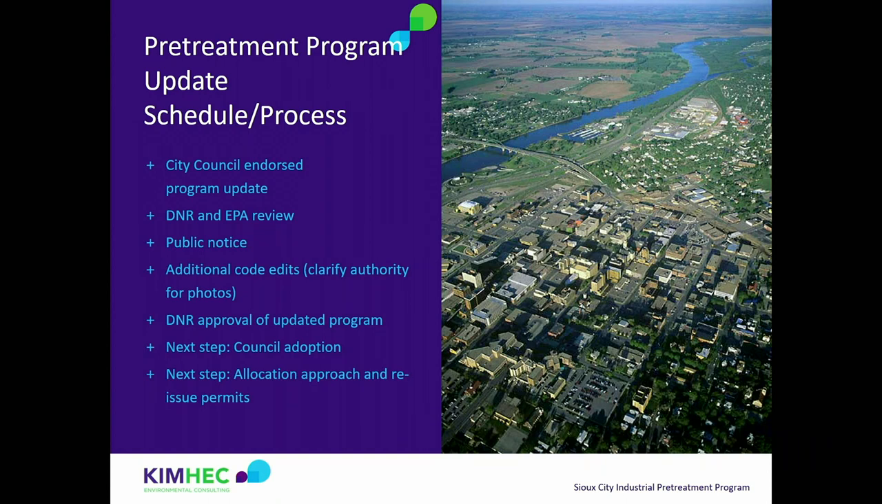Those modifications were endorsed by City Council in November, then they went on public notice on December 15th, and they were public noticed for 60 days. DNR requires a 30-day public notice, so we went further. We also had some public meetings where the general public was invited to come and learn about the code updates. DNR hasn't received any comments from that public notice process. We have a few minor revisions that we want to incorporate, which gives the city more solid legal authority for taking photos and videos if they're at an industrial facility. So that's why we've delayed that actual approval process a little bit. But the next step after DNR formally approves the program changes is for City Council to adopt the changes. And after that, we have to figure out how to actually implement that city code.